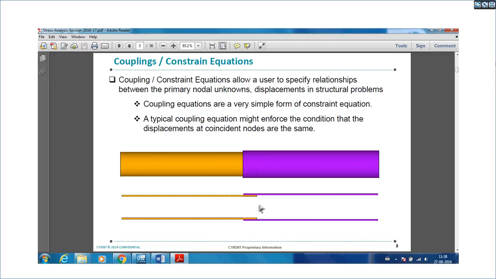If you want to use couplings or constraint equations, that means you need to establish a relation between these two components. The degrees of freedom you need to establish. What you need to tell is that the interface of these two components should behave similarly because they are tied together.